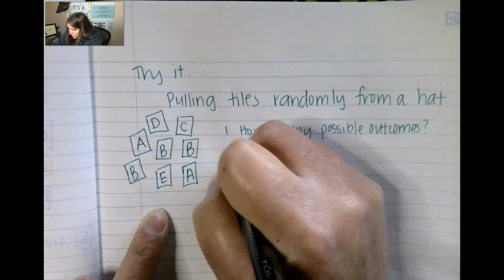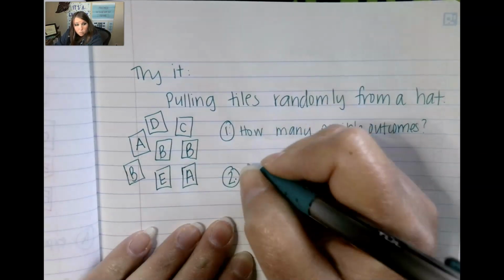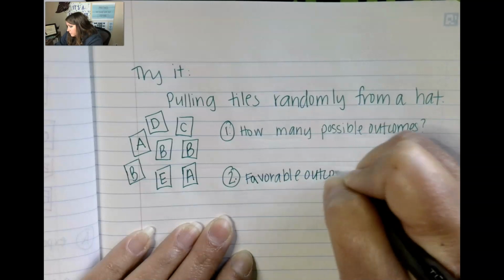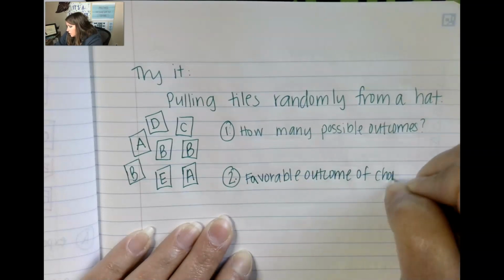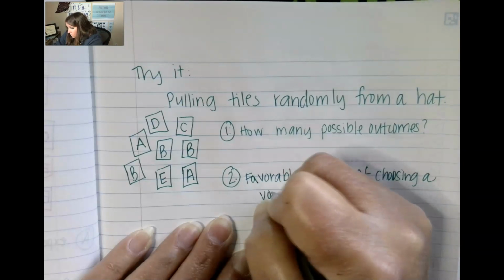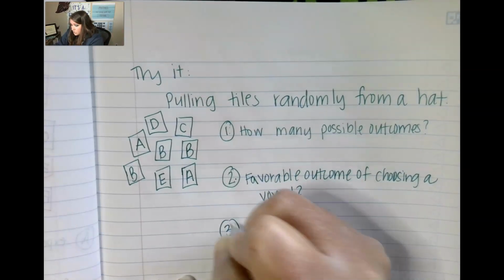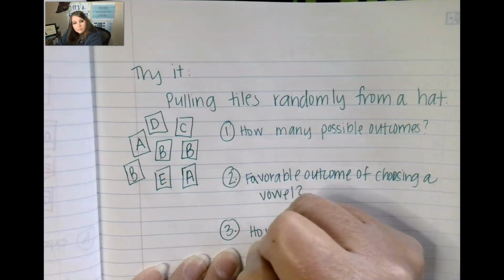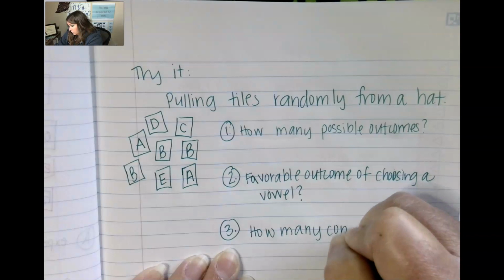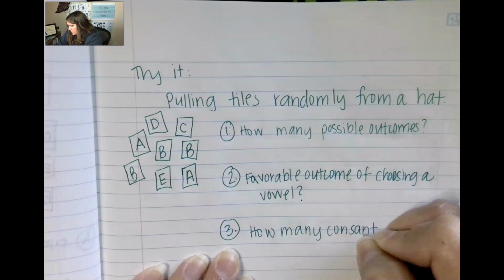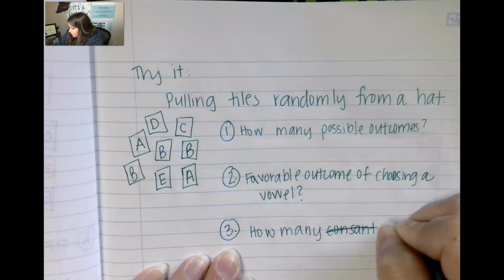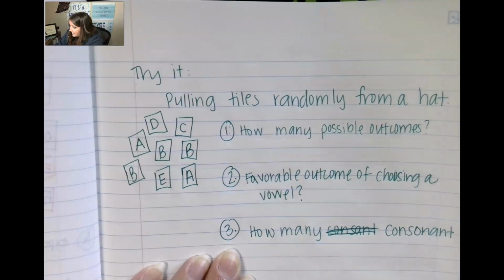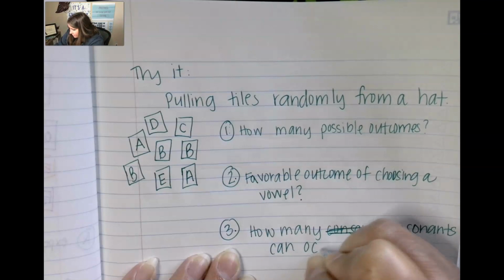Question number 2 wants to know, what are the favorable outcome of choosing a vowel? Favorable outcome of choosing a vowel. And then the last question they want you to answer is, in how many ways can choosing a consonant occur? Oh gosh, I spelled that wrong. Don't tell Miss Mintink I spelled that wrong. Consonant. There we go. How many consonants can occur?